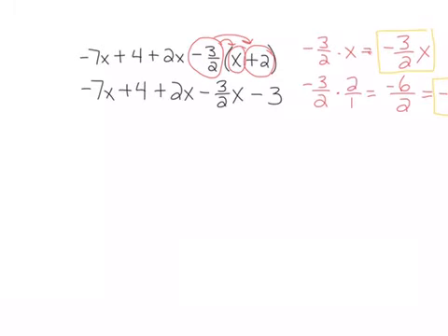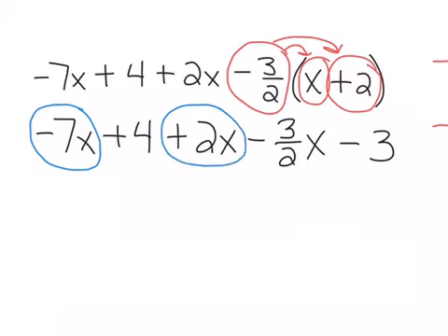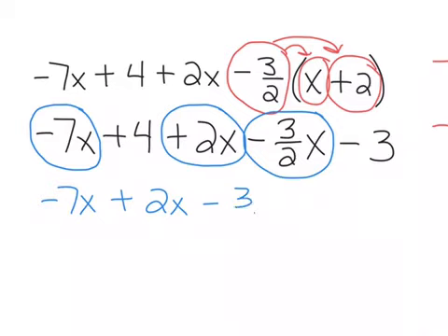So we're done with that work, and we're going to bring this back to the regular size and work with our next step. And the next step on this is to combine things that are alike. So we have a negative 7x that can combine with a positive 2x and a negative 3 over 2x. So I'm going to put all of those together. So when I rewrite these below, I have negative 7x plus 2x minus 3 over 2x.